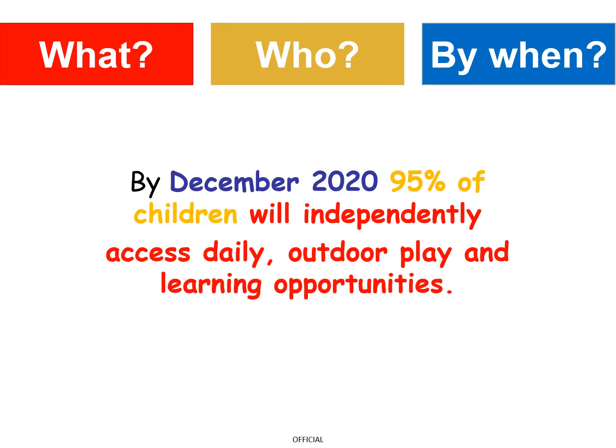You can clearly see how we've included each element, what, who, and by when in this ELC example. The what is the independent access of daily play and learning opportunities. The who is 95% of children, and the by when is December 2020. We recognise that 100% isn't always achievable, which is why we've set our aim at 95%. Our aim is not about hard work alone, however it is about making small changes which will lead to an improvement. Use this format for your own project aim.